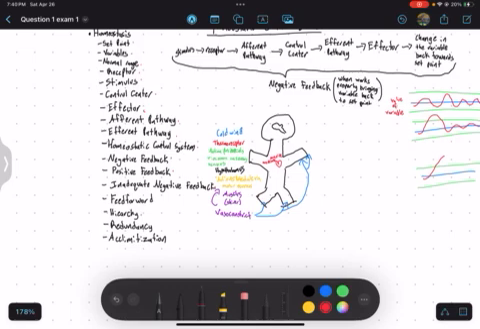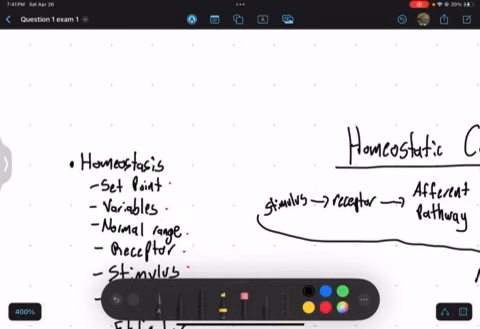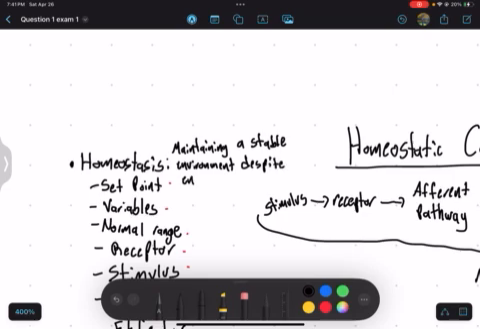And I'm also going to touch on the definition of homeostasis, which I should have touched on a little bit at the beginning, which is just maintaining a stable environment despite environmental changes.